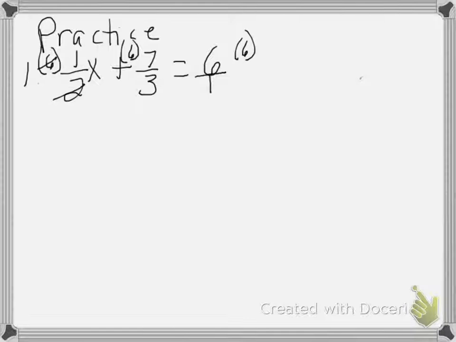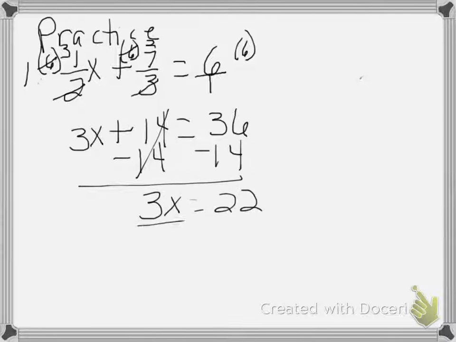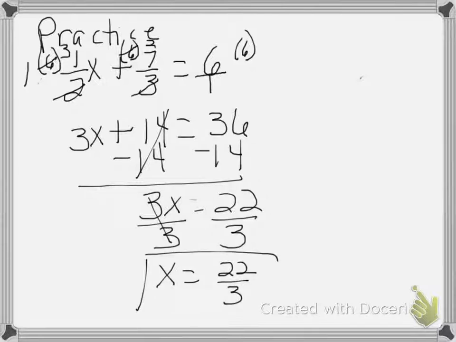2 goes into 6 3 times. 3 times 1x is 3x. Plus 3 goes into 6 2 times. 2 times 7 is 14. Is equal to 1 goes into 6 6 times. 6 times 6 is 36. Subtract 14 from both sides. So that's 3x is equal to 22. Divide both sides by 3. 3 doesn't go into 22 evenly. You can leave it 22 over 3. You do not have to turn it into a mixed number. If you do, that's okay, but it's not necessary.